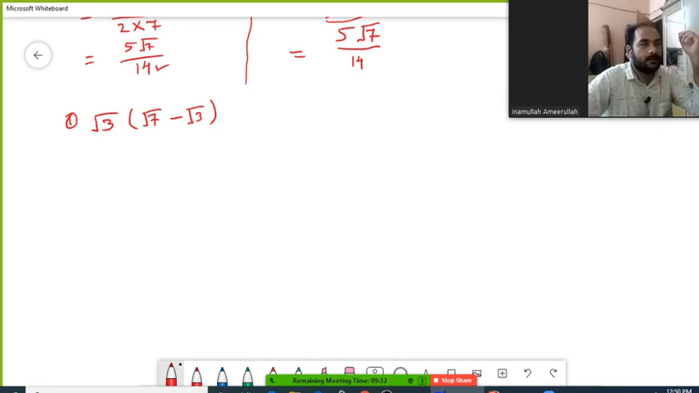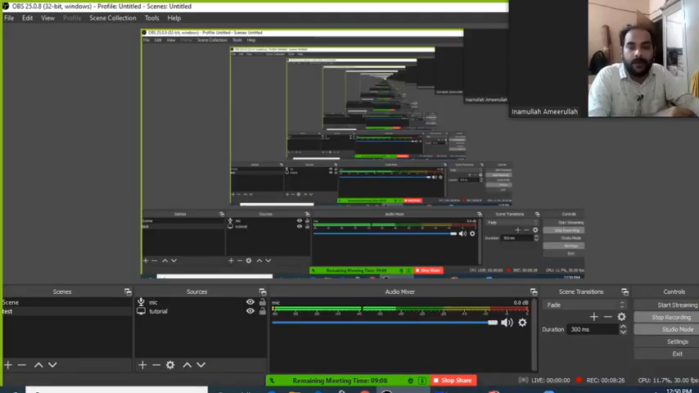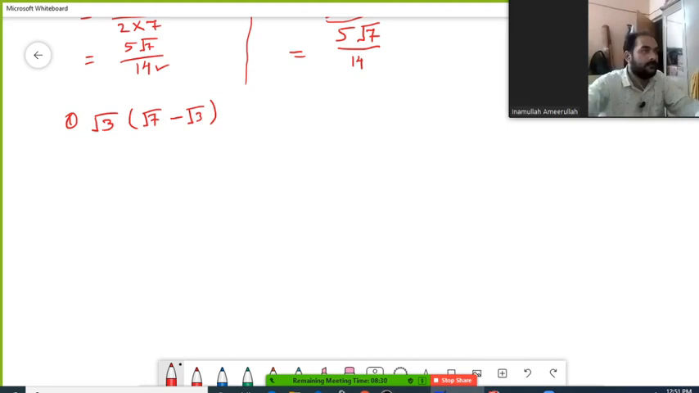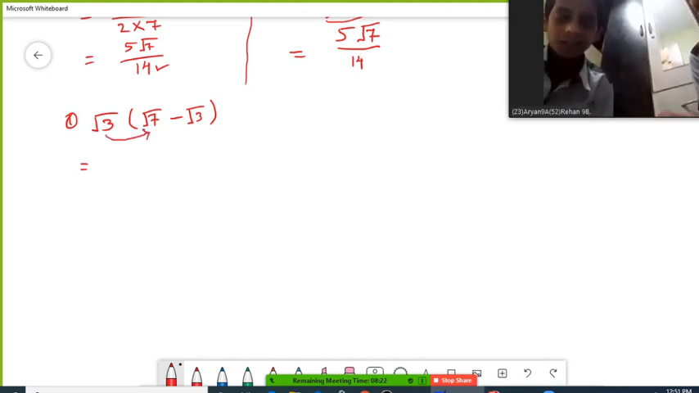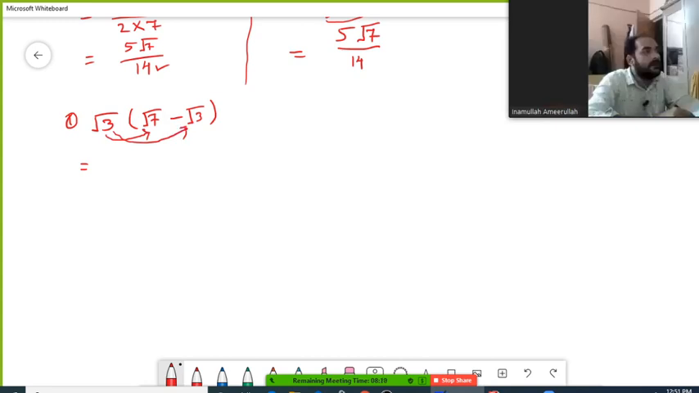So yes, this is question number 1 of exercise number 2.4. We need to multiply them. So how can we multiply? It's a simple way to multiply them. We will multiply root 3 with both. So here this root 3 will multiply with this root 7 as well. This root 3 will multiply with this root 3 also.